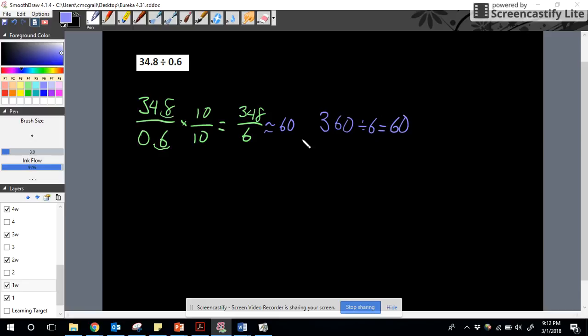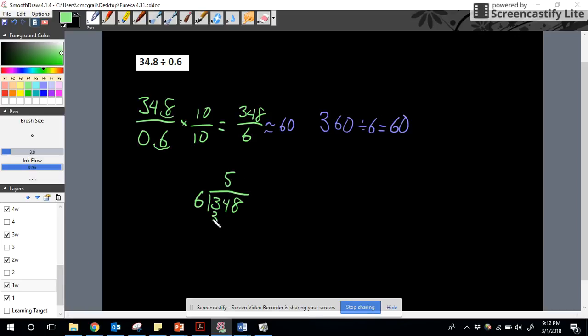If my answer is 180, maybe I made a mistake. If my answer is 3, maybe I made a mistake. So I'm going to go back, and I'm actually going to use the standard algorithm to solve this problem. So I'm going to go 6 and 348. Now I'm going to ask myself, okay, can 6 go into 3? No. Can 6 go into 34? Yes. And 6 can go in 5 times.